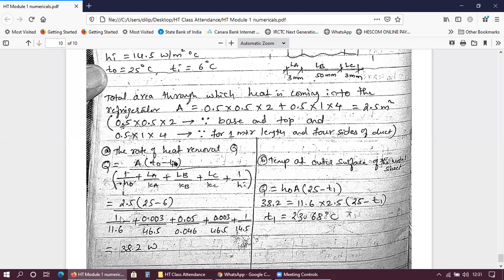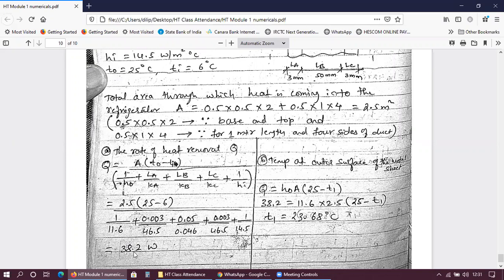So just substitute the values: 1 divided by 11.6 plus 0.003 divided by 46.5 plus 0.05 divided by 0.046 plus 0.003 divided by 46.5 plus 1 divided by 14.5. So the rate of heat transfer you will get is 38.2 watt.